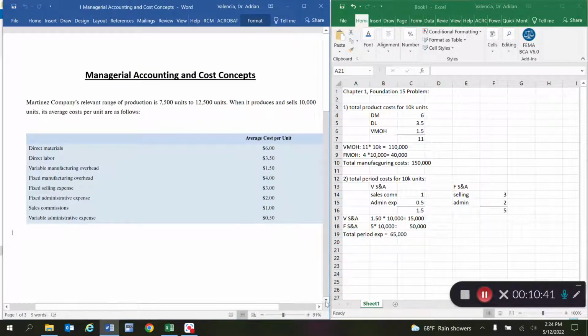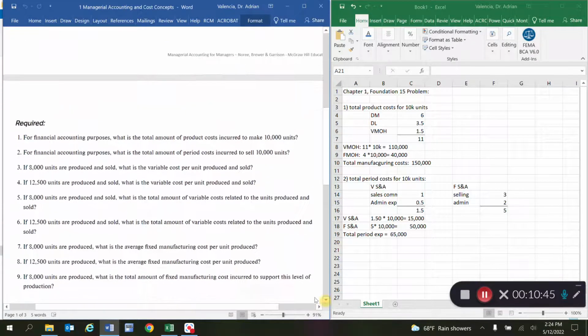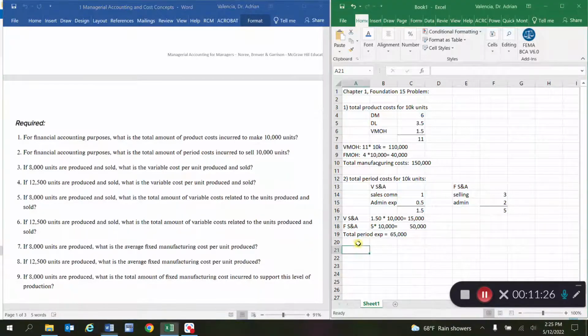Okay, moving on to the next question. Under number 3, we are asked, if 8,000 units are produced and sold, what is the variable cost per unit produced and sold? Okay, so this is real important. In the first two that we did here, we're using absorption costing, which means that the product costs are composed of only manufacturing costs. Now in number 3, we're going into variable costing, which under variable costing, the product cost is composed of all variable costs, whether it's manufacturing cost or period cost. As long as it's variable, we're going to include it as part of the per unit cost under that variable costing idea. So let me go ahead and do number 3 over here.